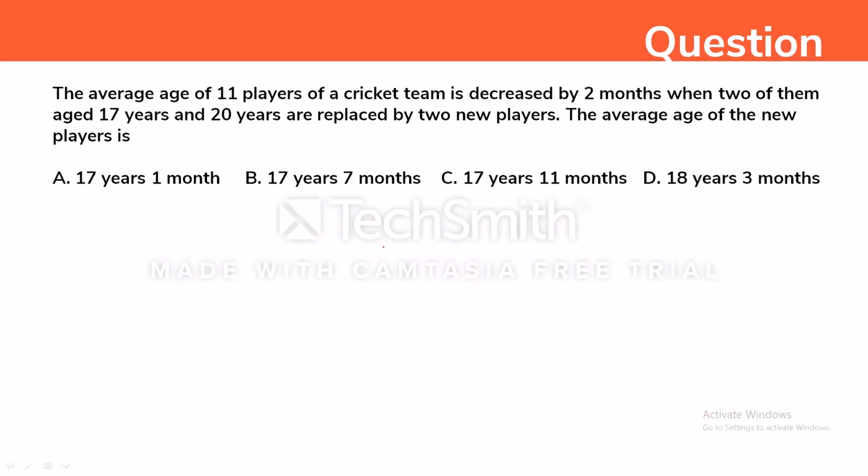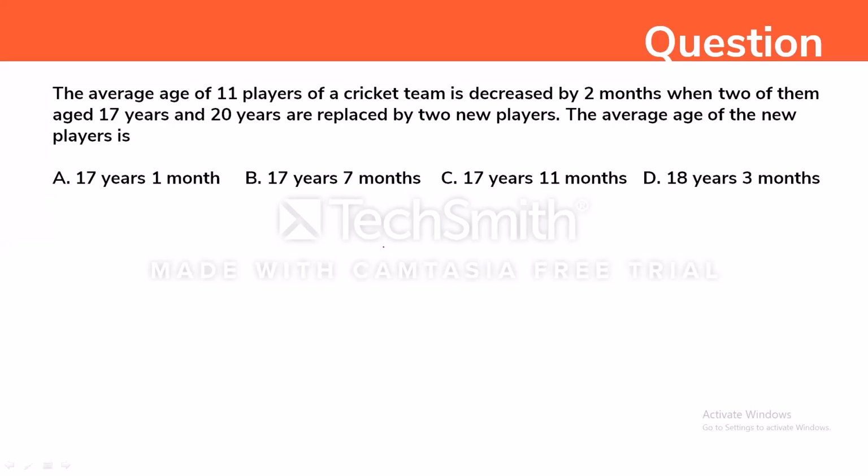The average age of 11 players of a cricket team is decreased by 2 months when two of them, aged 17 years and 20 years, are replaced by two new players. The average age of the new players is.